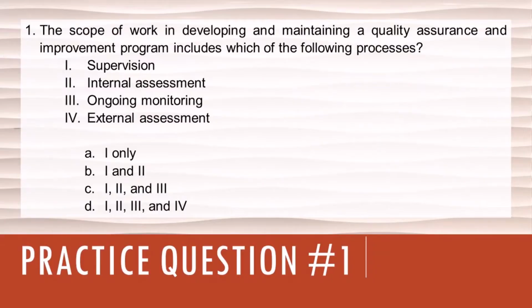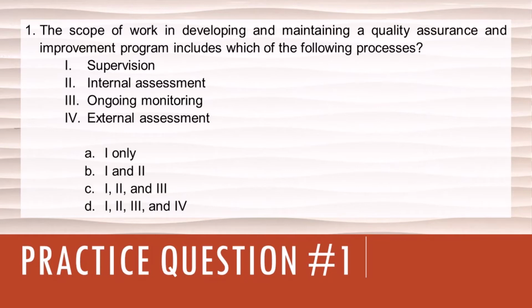Number 1, the scope of work in developing and maintaining a quality assurance and improvement program includes which of the following processes? 1, supervision, 2, internal assessment, 3, ongoing monitoring, or 4, external assessment? Is it A, 1 only, B, 1 and 2, C, 1, 2, and 3, or D, 1, 2, 3, and 4?